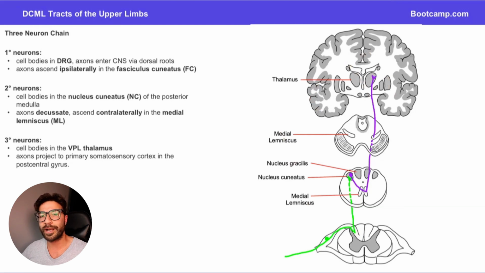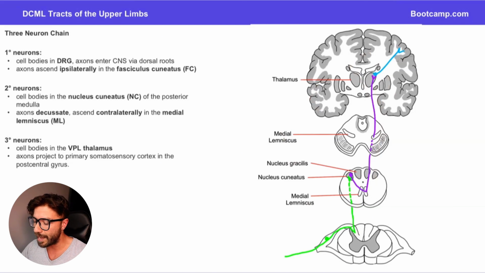It's then going to travel superiorly up through this medial lemniscal pathway up to the thalamus again, where it's going to synapse on the third order neuron in the ventral posterior lateral aspect of our thalamus. And then from here, that third order neuron will send its axon to the appropriate portion of the somatosensory cortex.